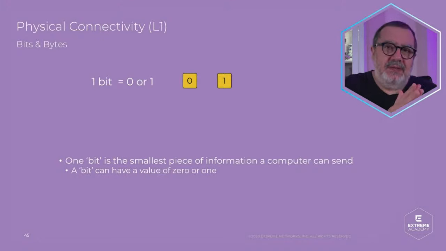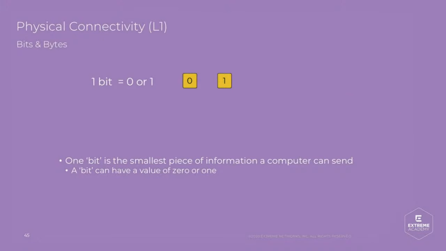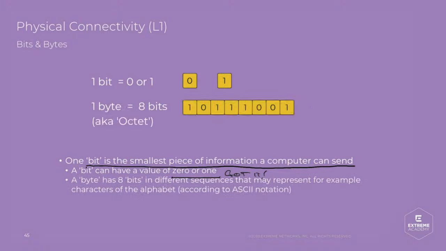So 1 bit is the smallest piece of information that a computer can actually send. Now, we've discussed this, right? A bit can have a value of 0 or 1. That's it. That's all 1 bit can be, 0 or 1. But a group of bits is a byte, right? It's the same as taking 1 big bite of that juicy Nando's chicken wing. So 8 bits makes up 1 byte.